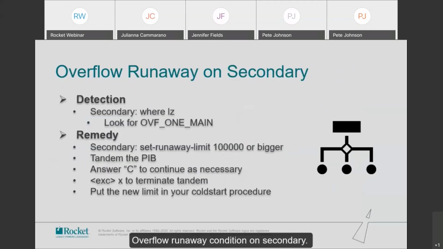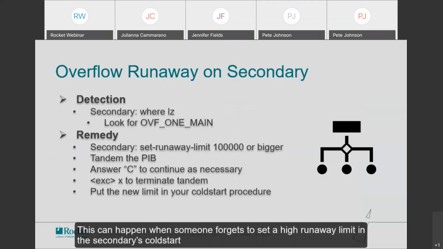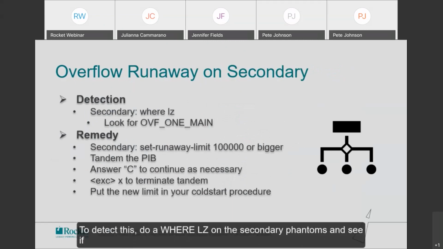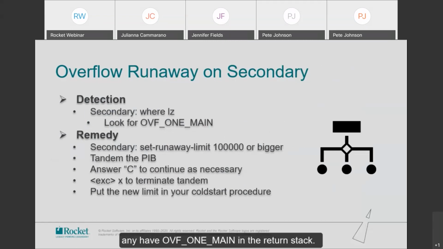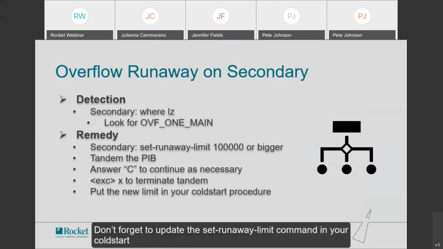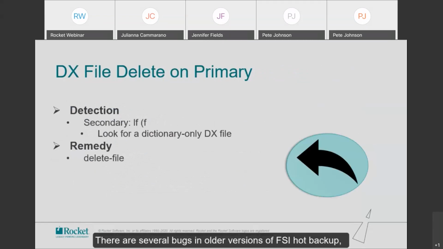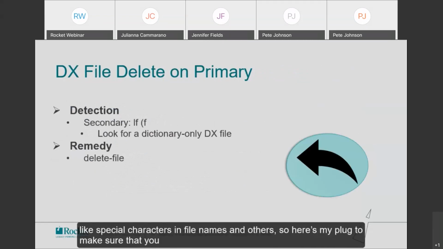Overflow runaway condition on the secondary. This can happen when someone forgets to set a high runaway limit in the secondary's cold start procedure, or a really big transaction came through and the runaway limit value they set wasn't high enough. To detect this, do a where LZ on the secondary phantoms and see if they have any OVF1 main in the return stack. Then tandem that PIB, answer C to continue, then escape lowercase x to terminate the tandem. Don't forget to update the set runaway limit command in your cold start procedure on the secondary. There are several bugs in older versions of FSI hot backup, like special characters in file names and others.